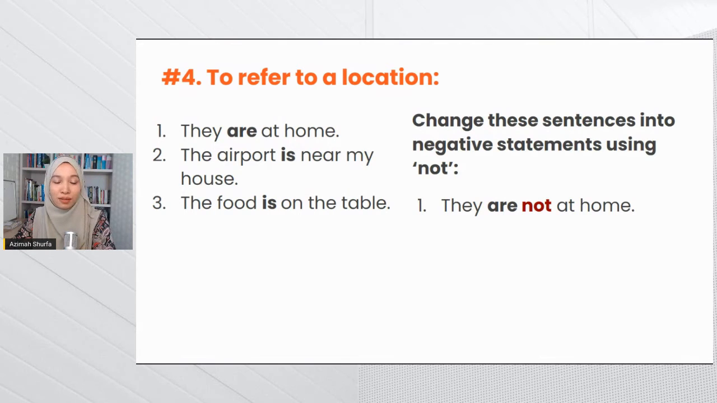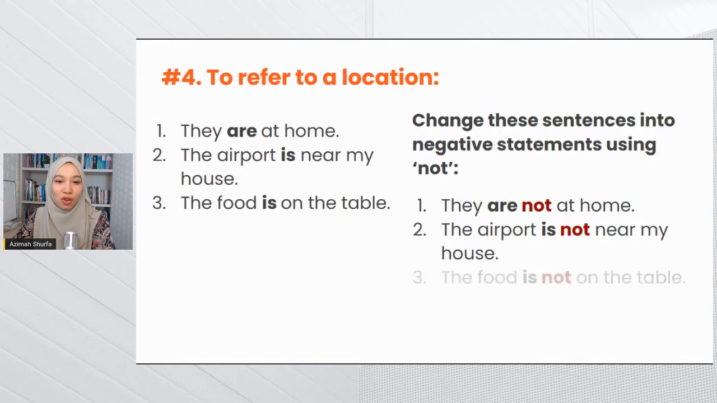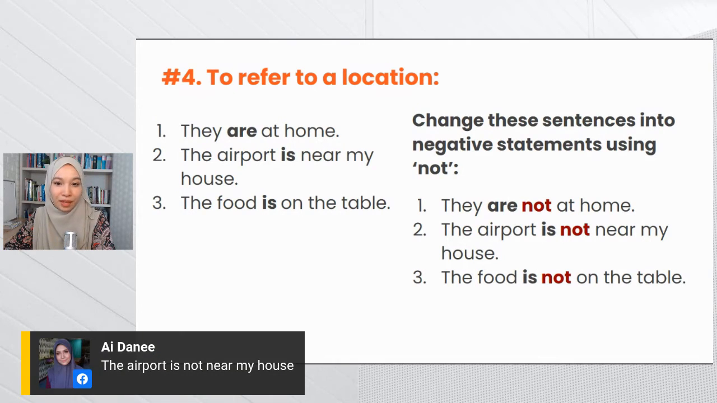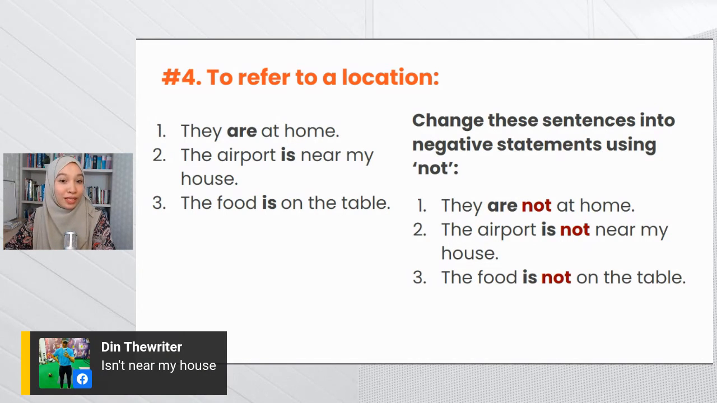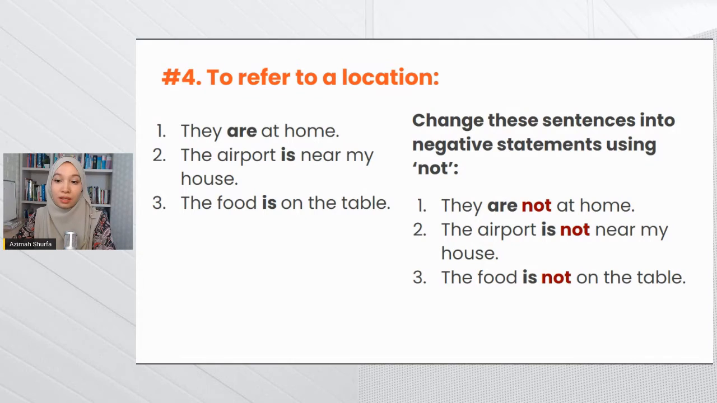Okay. The airport is not near my house. Correct. The food is not on the table. Yes, correct there. Thank you. Okay. What about, isn't near my house? It's also acceptable. Very good, because we are talking about contracting is not together into isn't. Yes. As the more natural way, especially when you're speaking. So we use isn't. Yes, correct. Okay.